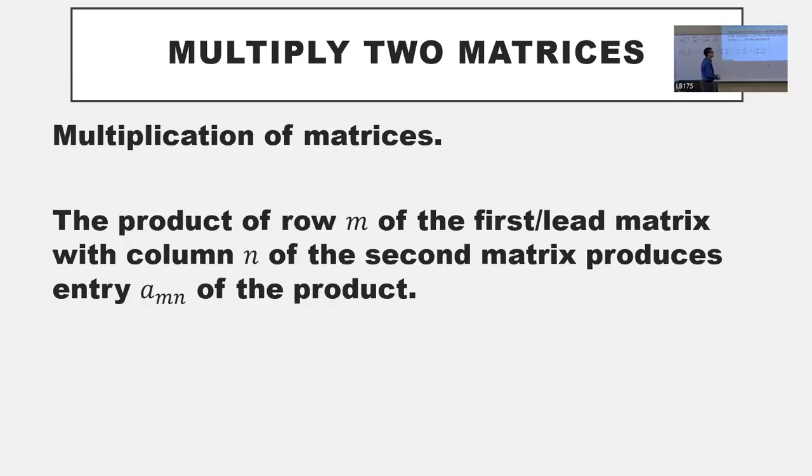Now, here's where things get unintuitive, not how you think they should be. We're going to multiply matrices. And you may think, well, the easy way to multiply matrices would be to multiply them entry-wise. It turns out that that's not how we multiply matrices.